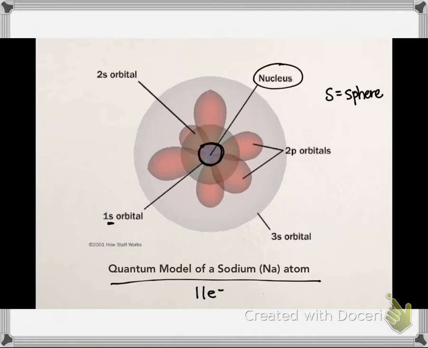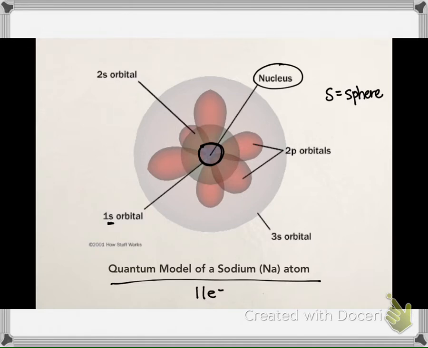Well, energy level 1 only has sphere-shaped orbitals. It's the most basic orbital, and so energy level 1 only has a sphere in it. So each orbital can only hold 2 electrons. So this kind of makes sense since energy level 1 can only hold 2 electrons.